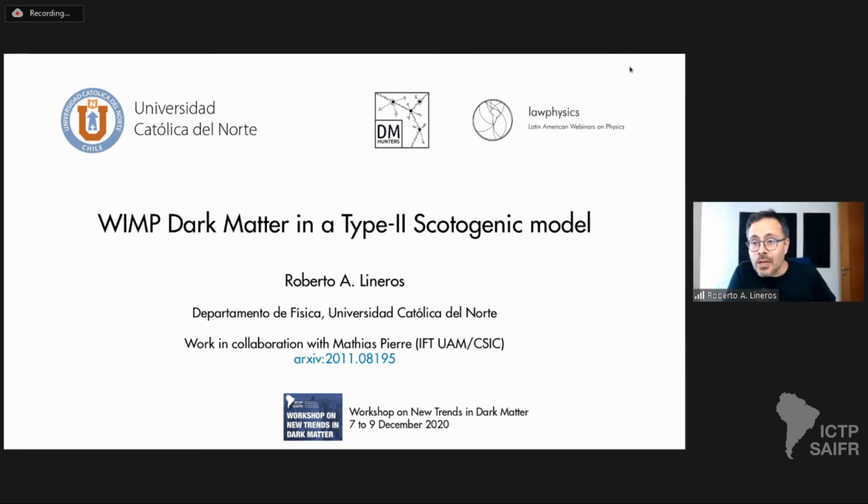So connected to that, my talk is basically a model of TeV dark matter, which is the other trend, I guess, in the workshop, because in the morning we had all the talks about sub-GeV dark matter or light dark matter. In my case, I'm going to the heavier spectrum of dark matter scenarios. The model that I'm going to explain is a type 2 Scotogenic model. It's just a name that we gave with my collaborator Matthias Pierre from the IFT in Madrid. The idea is to present all these new features in this model.